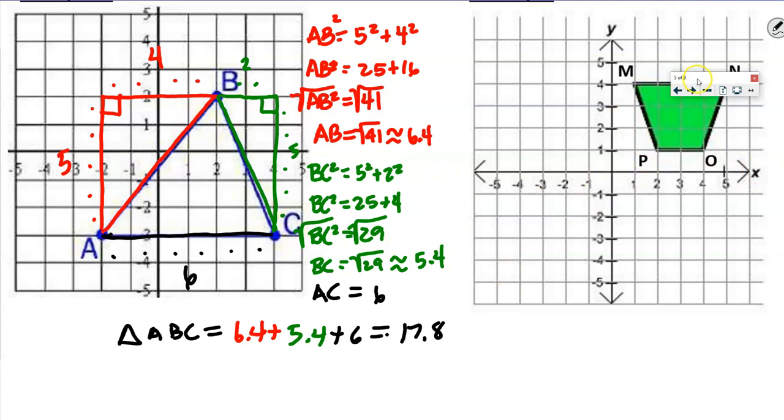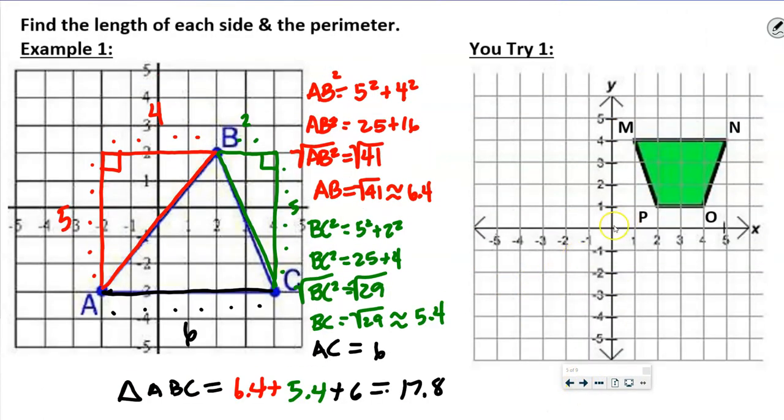All right, let's see if you guys can do this. You try over here on the right. You try 1, and find me the length of MN and PO. Those you can just count. Then you're going to use a right triangle to find the length of MP and NO. Do you notice that MP and NO are going to be the same length? Yes, good job. Okay, so go ahead and find those for me.